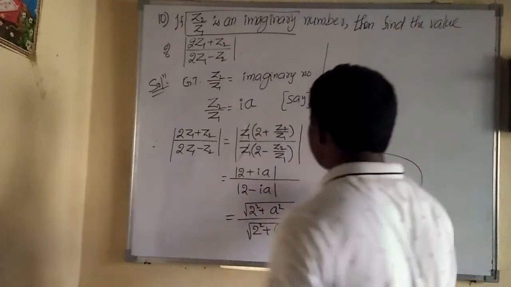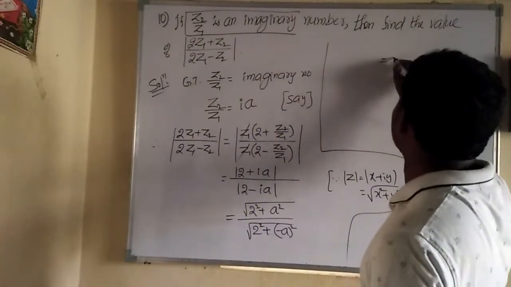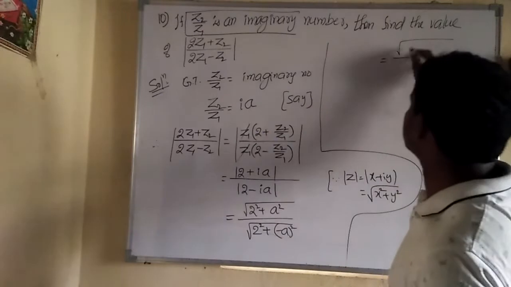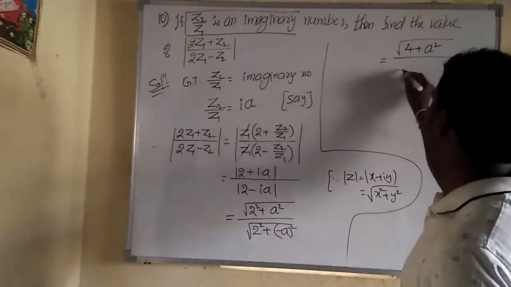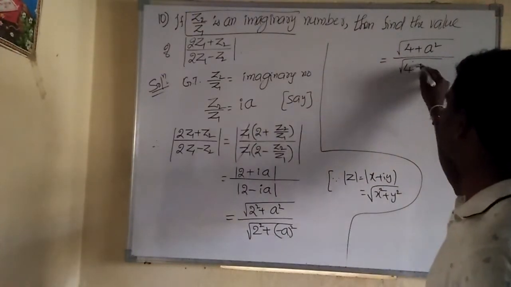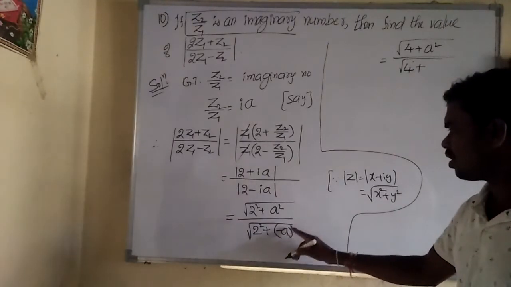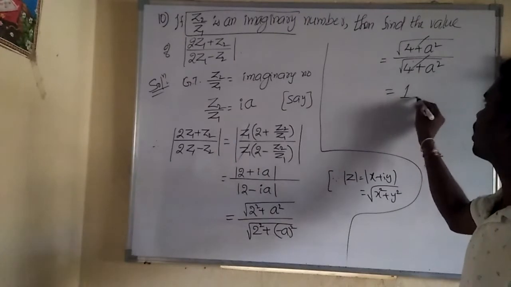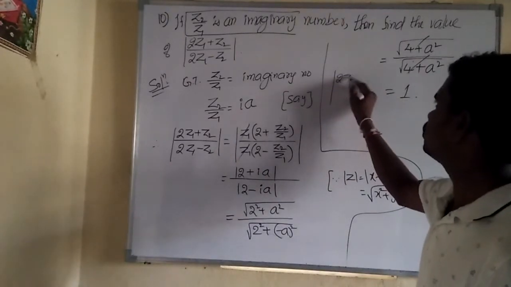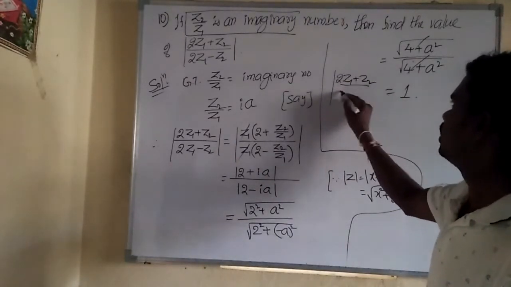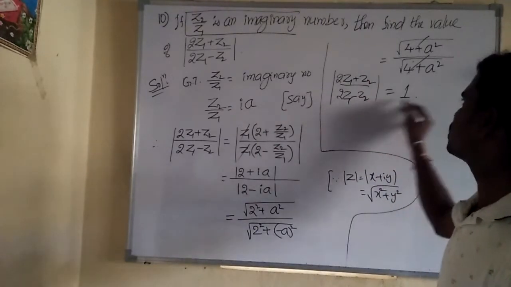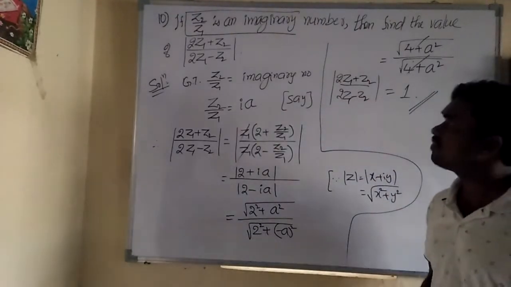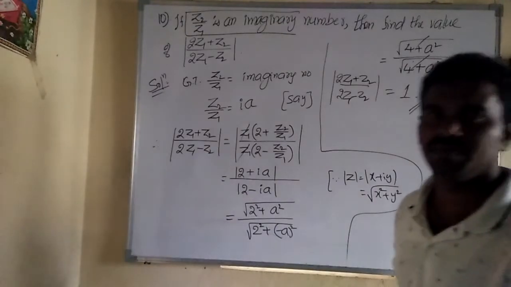So it is equal to root of 2 square, meaning 4, plus a square, by root of 2 square, meaning 4, plus minus a whole square, meaning plus a square. Both terms are the same, so that is equal to 1. So the value of modulus of (2z1 plus z2) by (2z1 minus z2) is equal to 1. That is the solution. Is it very easy? Yes, and simple.